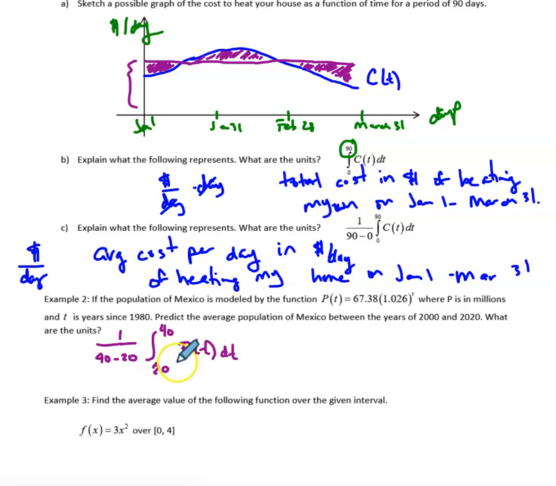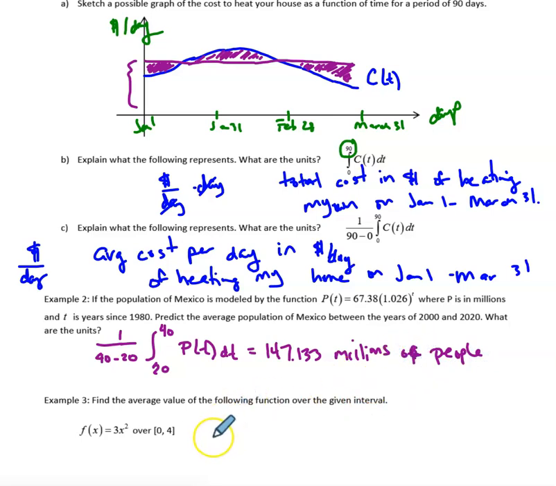And then you could just put this in your calculator. You integrate from 20 to 40, and then you're going to divide by 40 minus 20, which was just 20. And when I put that in my calculator, I get 147.133, and that is going to be in millions of people. And that would be the average predicted population of Mexico on the interval from the year 2000 to the year 2020.